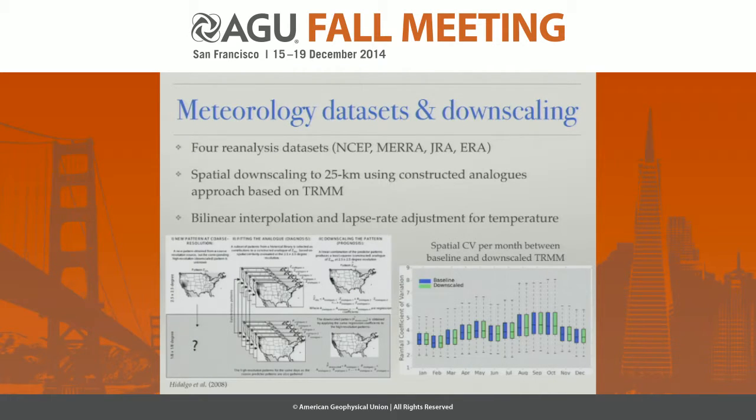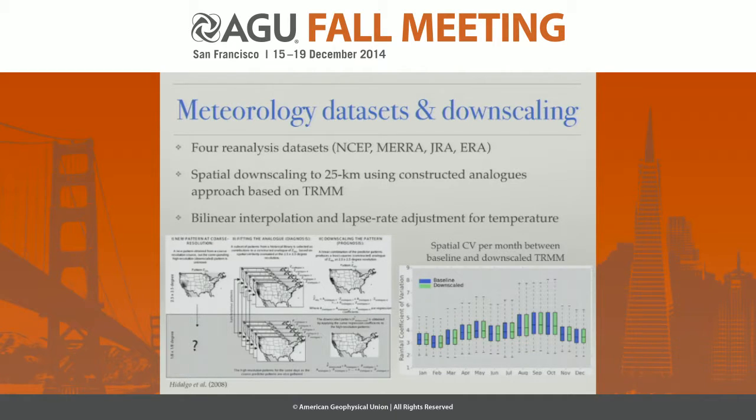So one of the issues is that reanalysis data sets are rather coarse. They're between 1 and 2 degrees spatial resolution. So we need to have a downscaling procedure in place. For this study, we use 4 reanalysis data sets. You see them up there: NCEP, MERRA, JRA, and ERA. They're coming from NCAR, NASA, Japan, and then the ECMWF one.